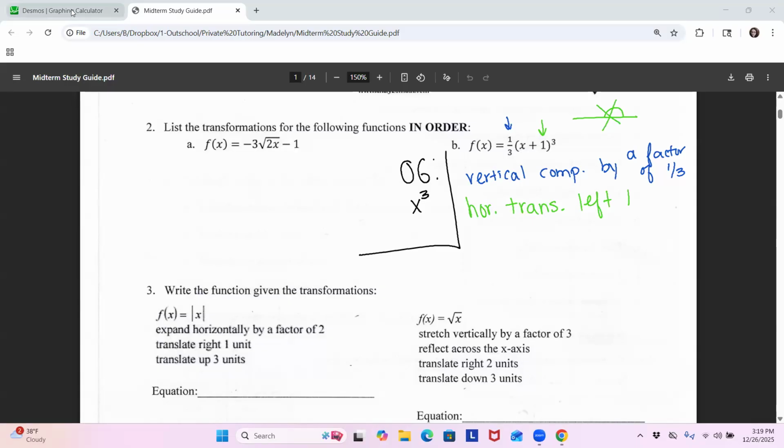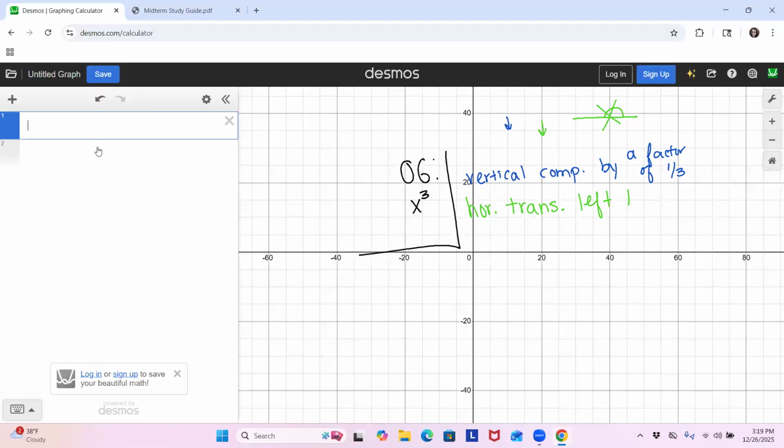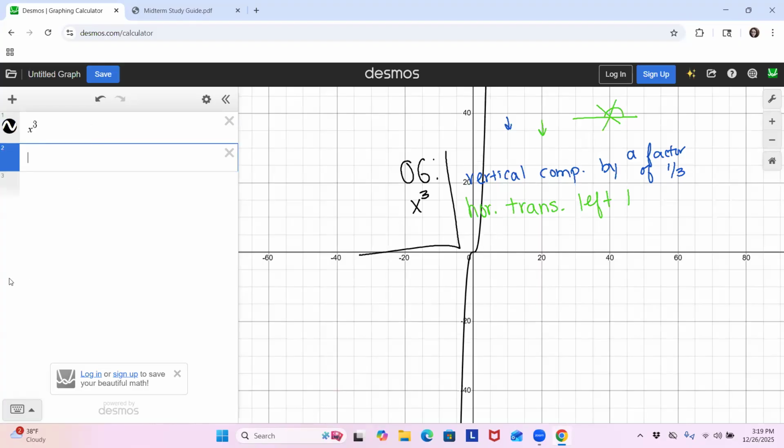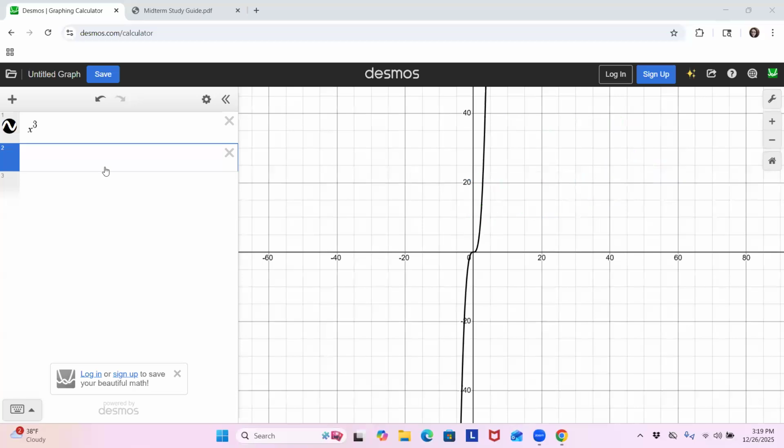Again, we kind of look at that one. This one might be a little bit easier to look at. So here's the original x cubed. And then we had 1/3 x cubed. So you can see on the new one, the red one, it got squished a little bit. It's not quite as steep. That is your vertical compression.